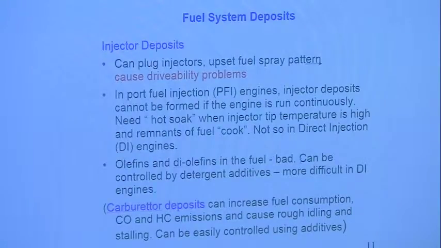But this is not the case in direct injection engines. In direct injection engines, even if you run the engines continuously, injector deposits can form. In fact, when port fuel injectors were first introduced about 25, 30 years ago, there was a lot of work done in producing test methods. Like how much soak period, what kind of speed and load engines should run at, in order to come to some kind of test methodology, right?